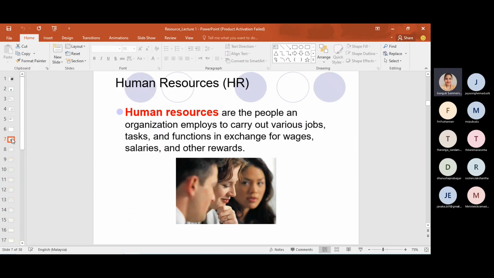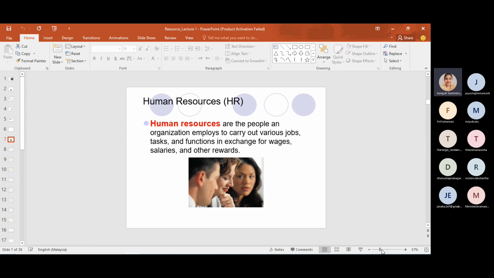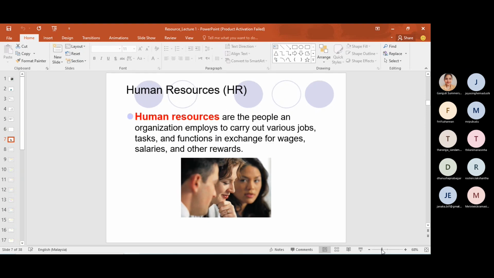All right, guys, you defined human resources really well. So this is a simple definition for human resources. We shortly call it HR. Human resources are the people an organization employs to carry out various jobs, tasks, and functions in exchange for wages, salaries, and other rewards.